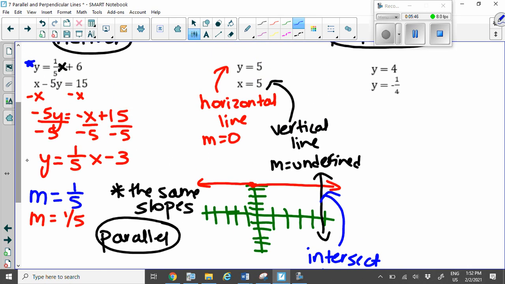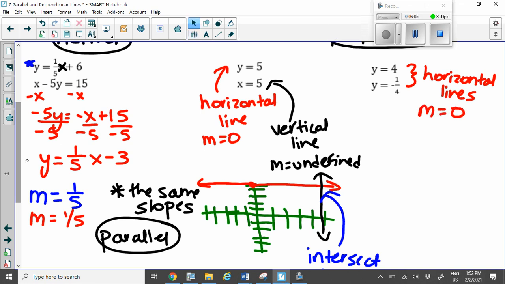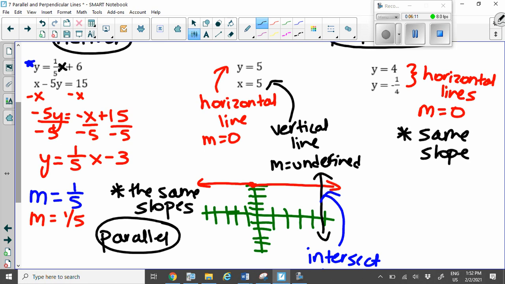Okay, let's do our last one. So we have y equals 4 and y equals negative 1/2. Once again, notice that both of these are going to be horizontal lines, because we just have y equals a number. And remember, for both horizontal lines, the slope is going to be 0. Since the slope is the same for both, that means these lines are going to be parallel.